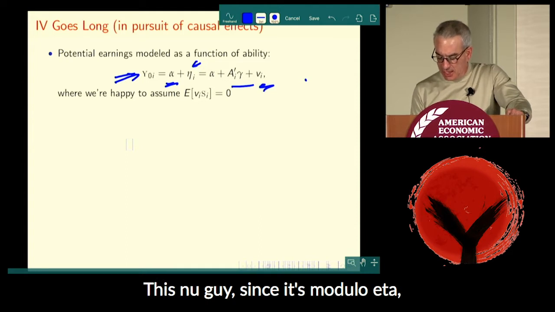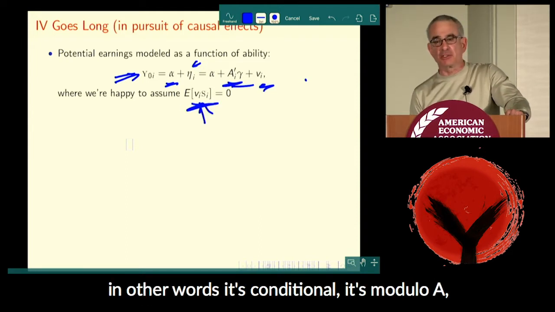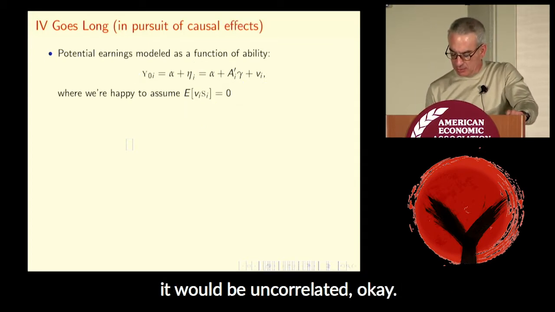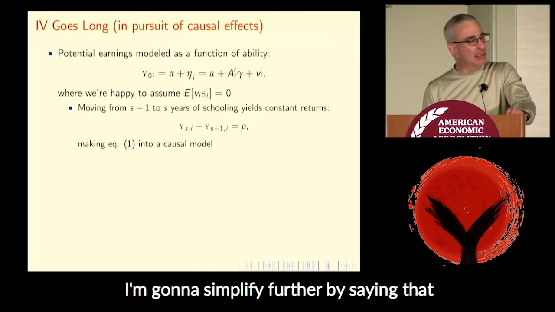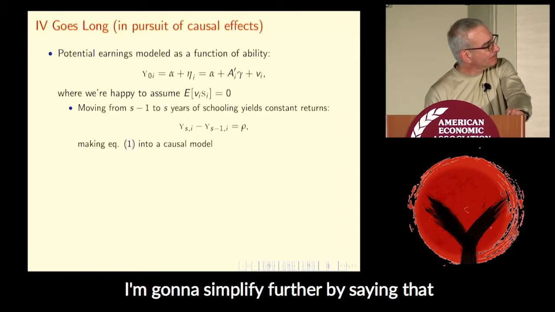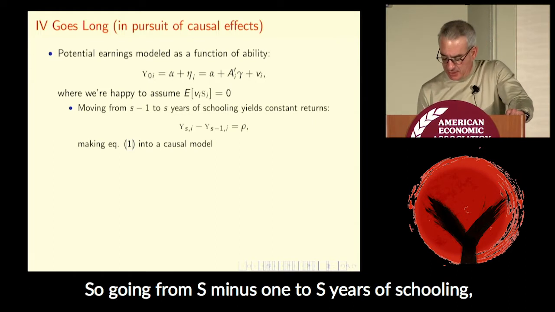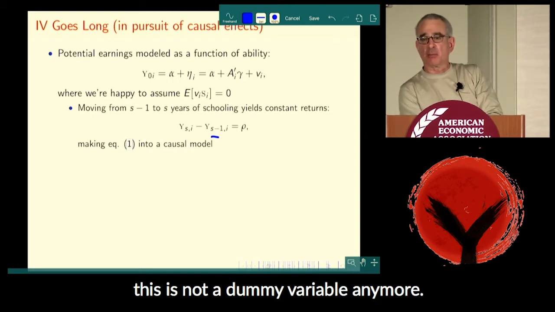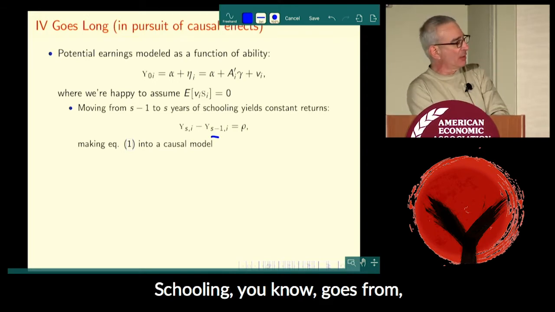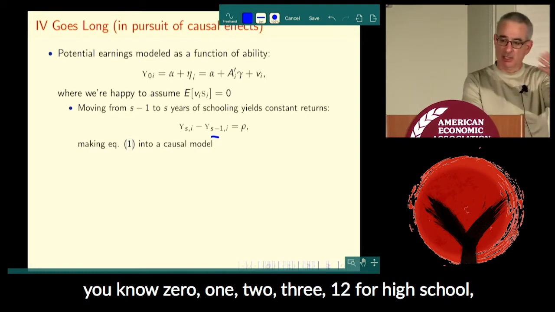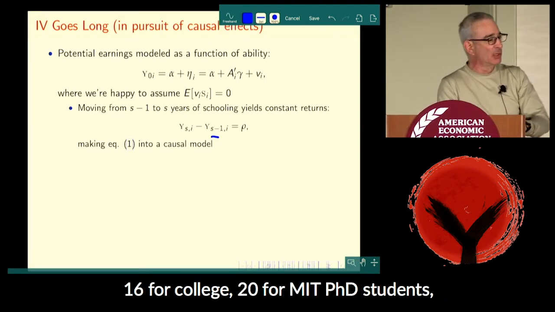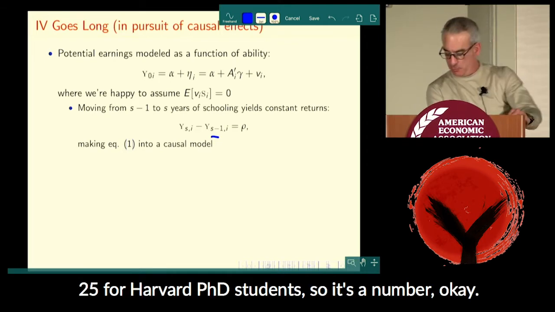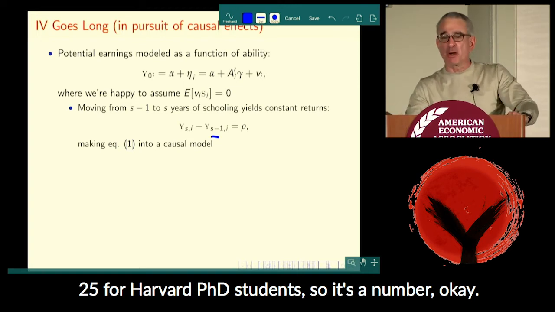This new guy, since it's modulo eta, in other words, it's conditional on A, it would be uncorrelated, okay? I'm going to simplify further by saying that it's a constant effect. So going from S minus 1 to S years of schooling. This is not a dummy variable anymore. Schooling goes from 0, 1, 2, 3, 12 for high school, 16 for college, 20 for MIT PhD students, 25 for Harvard PhD students. So it's a number, okay?